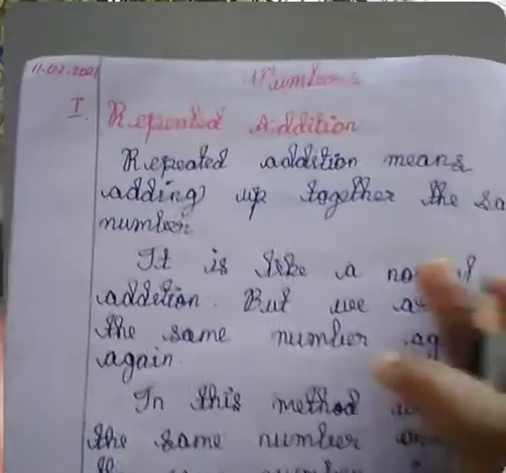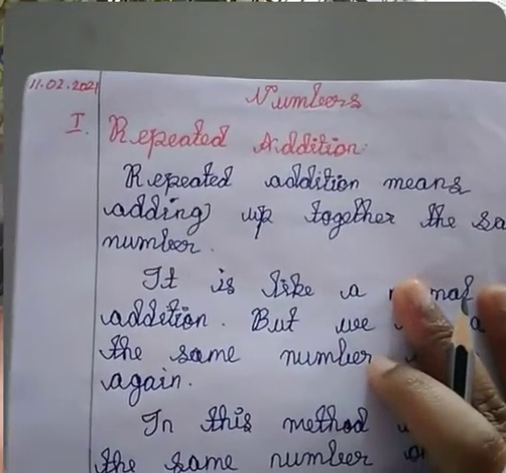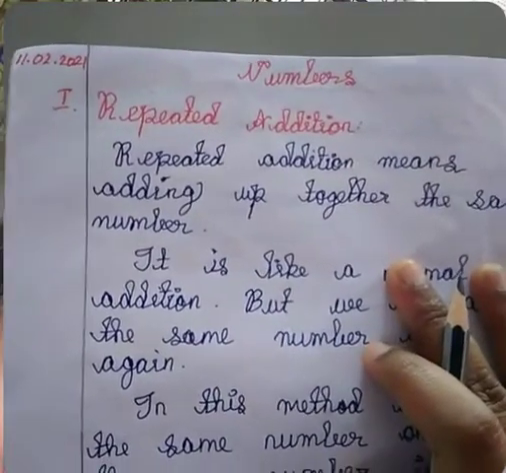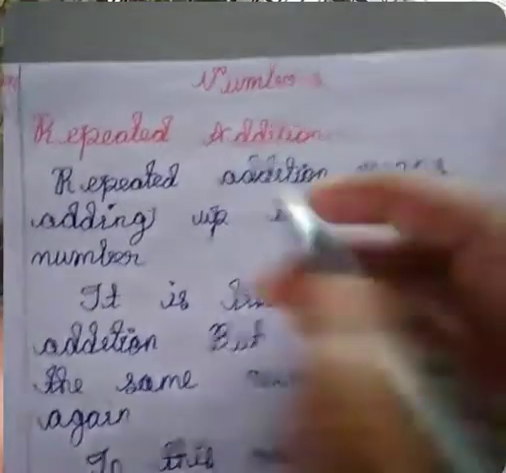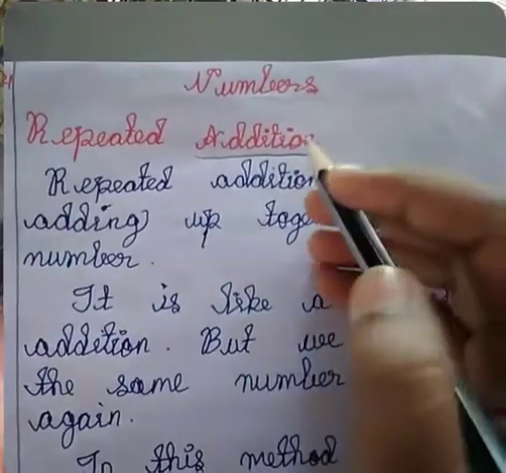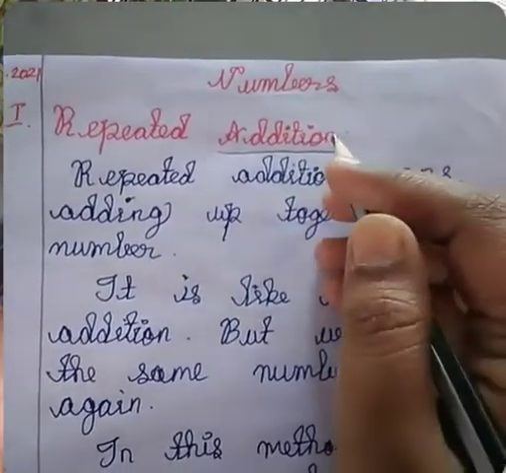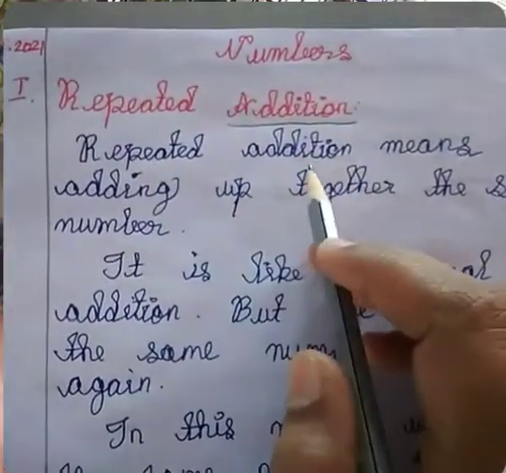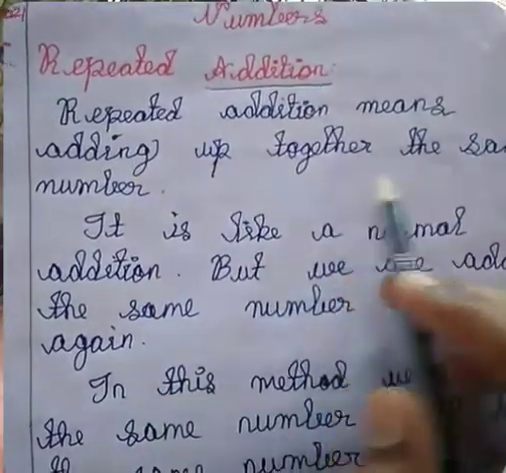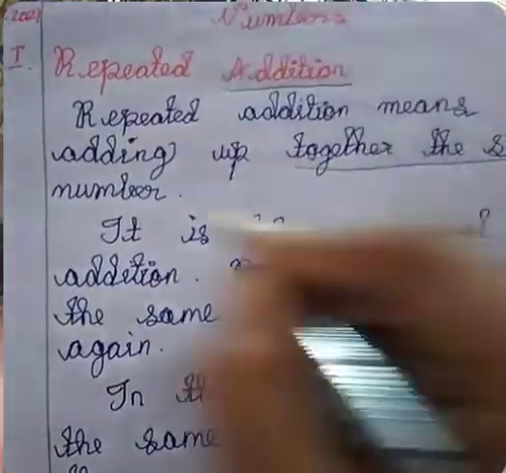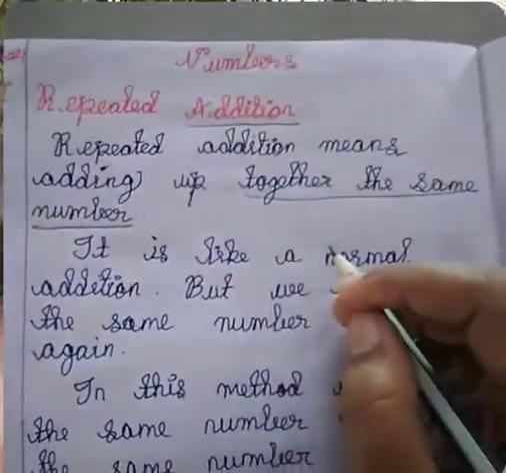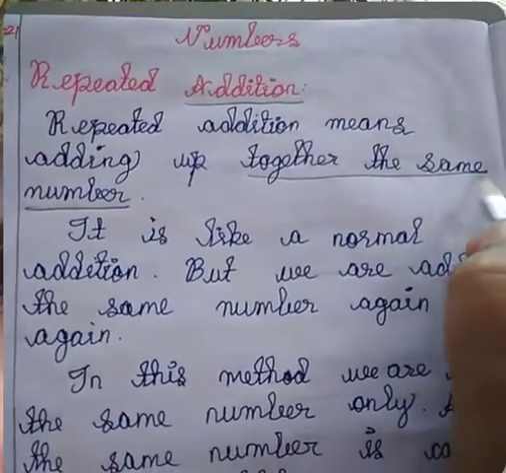Today we are going to see the same lesson, Numbers. The topic is repeated addition, a new topic. You know addition; I already taught you addition and carry over sums. Repeated addition means adding up together the same number. Adding the same number is called repeated addition.